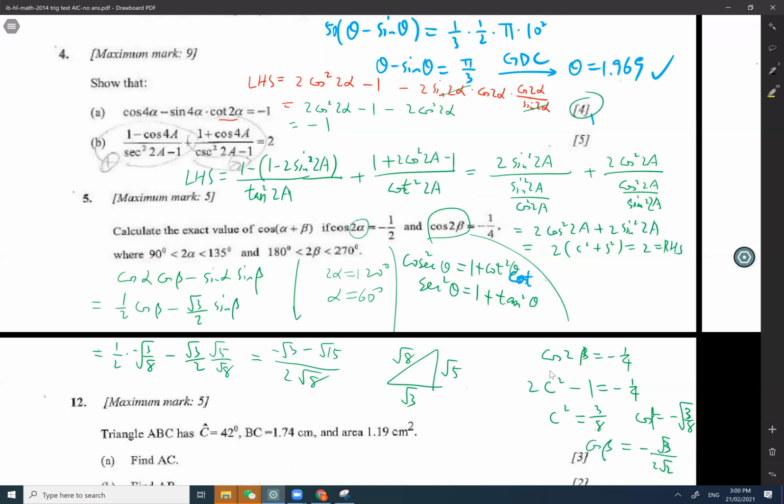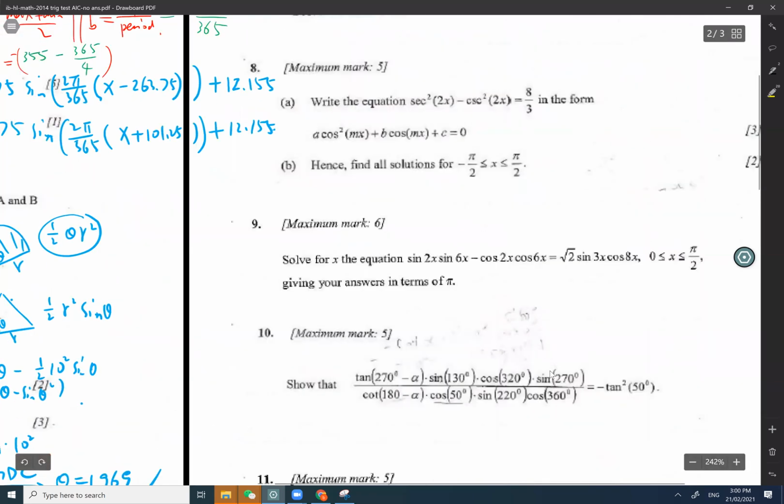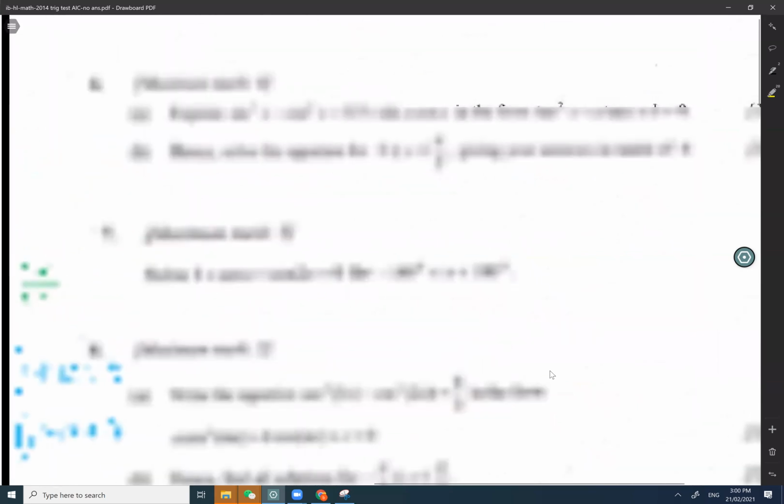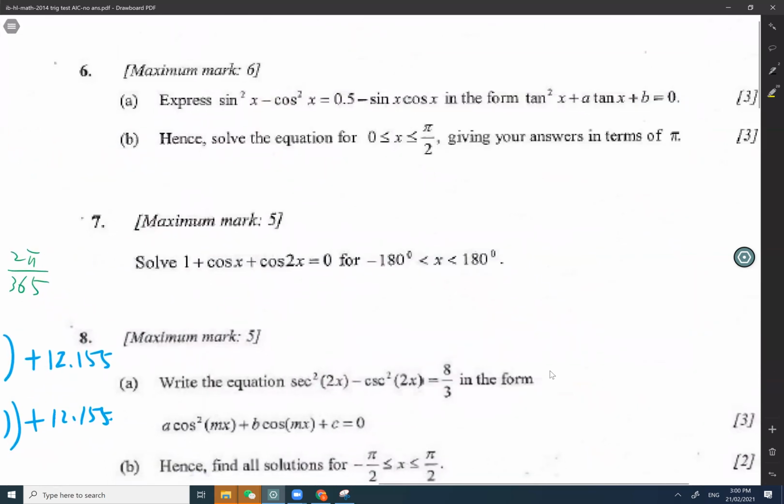This is question. Number 5. Number 4, we use double angle formula. We use like cosecant, that's about Pythagoras. Number 5. Number 6. Solve equation. No calculator. Try no calculator. Solve equation.